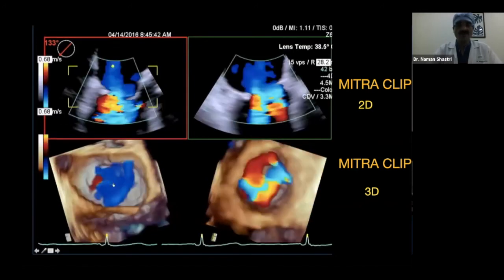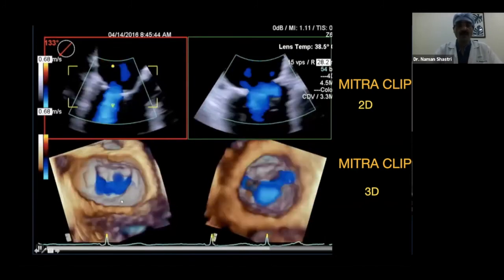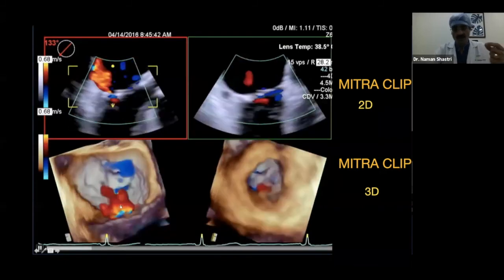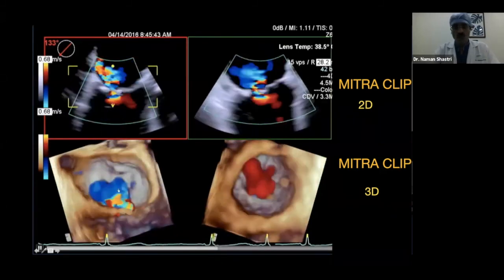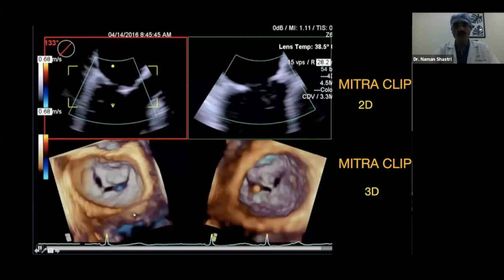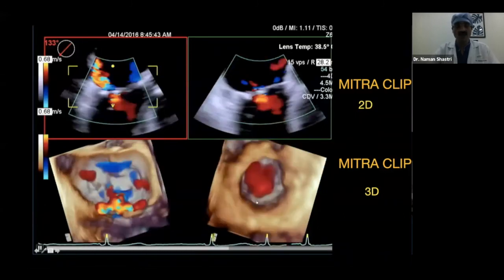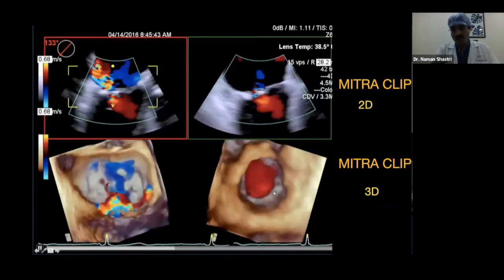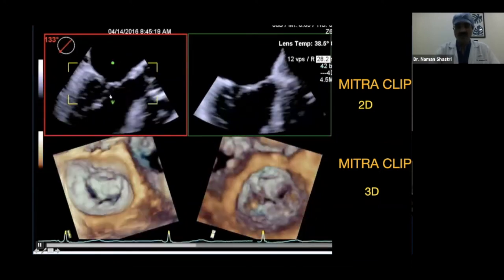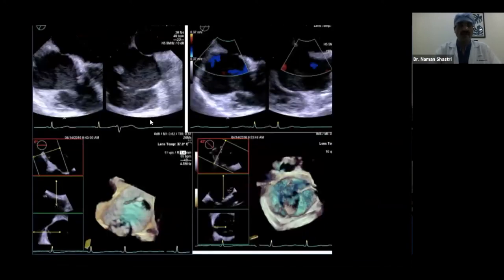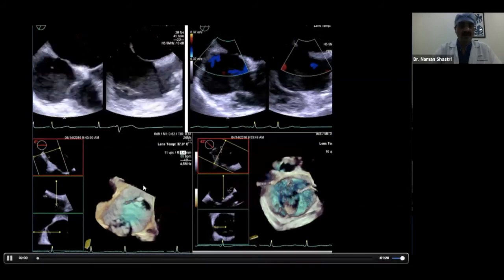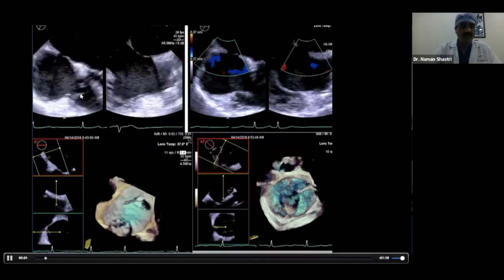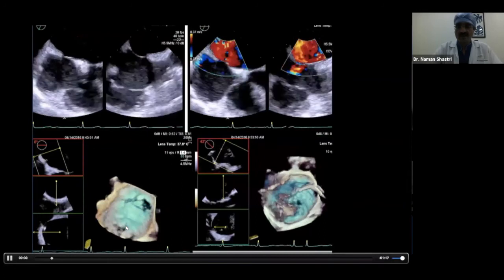The PML should not be restricted. There should be a mobile PML because it is going to the MitraClip. The arms are going to grasp the A2 and P2 from the apex. And here the time comes very important of assessing the mitral valve from the LV aspect as well as from the LA aspect. Now here you can see the structure very nicely.